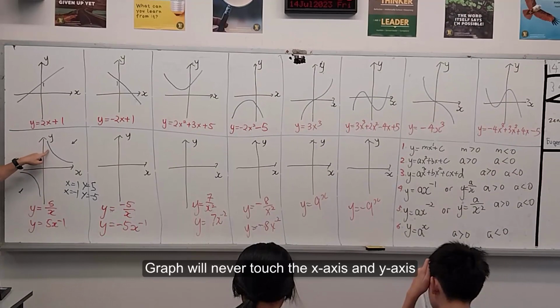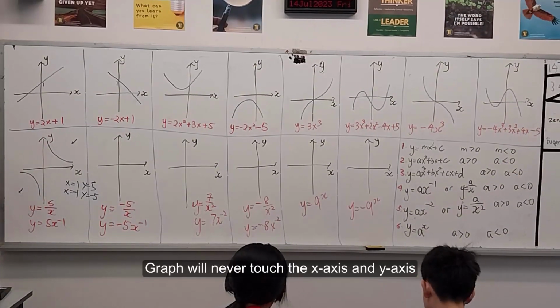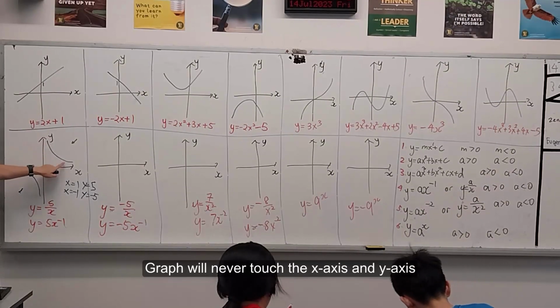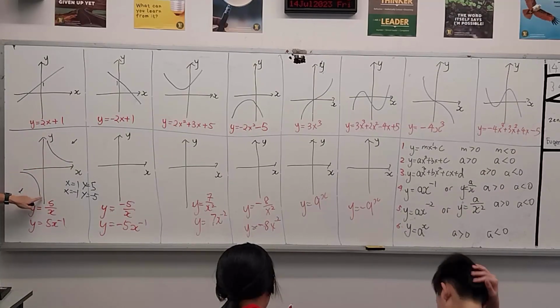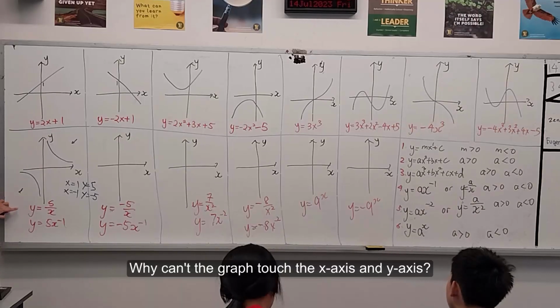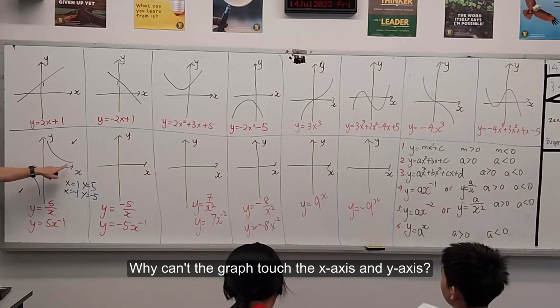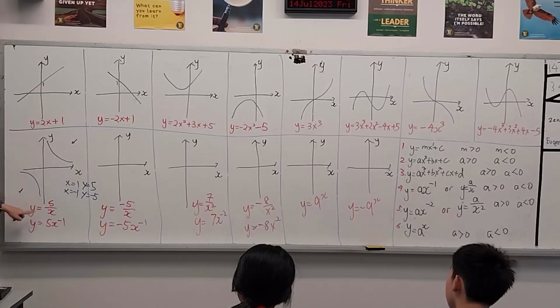It will never touch the y-axis, it will never touch the x-axis, but it's on this and this quadrant. You just draw a curve. Can anyone tell me why it never touches the x-axis and the y-axis? Your x and your y can never be 0. Your y here cannot be 0, your x here cannot be 0. Why is it cannot be 0? Can you look at my finger?